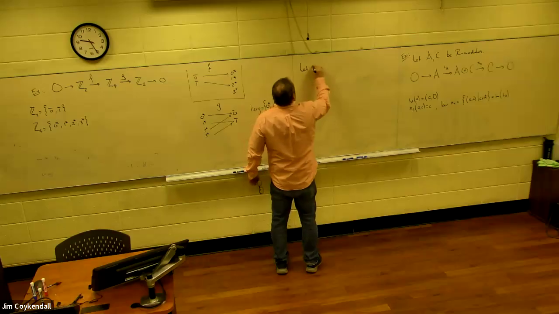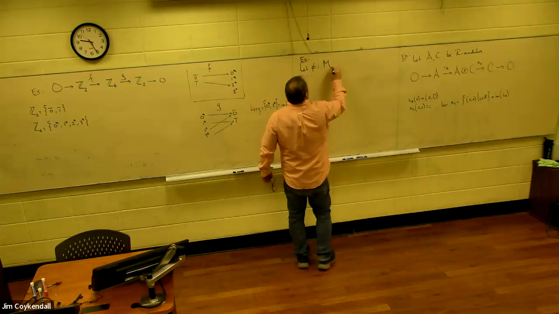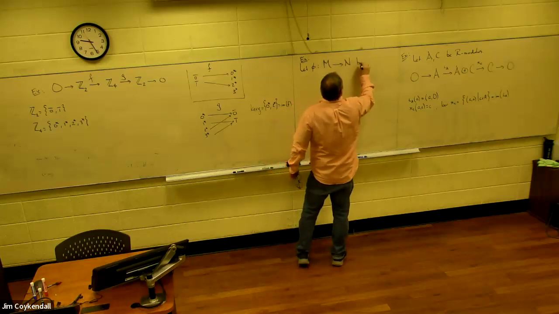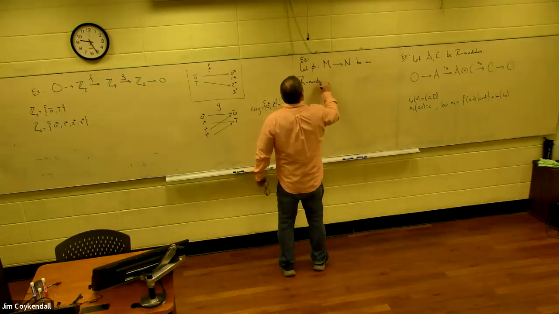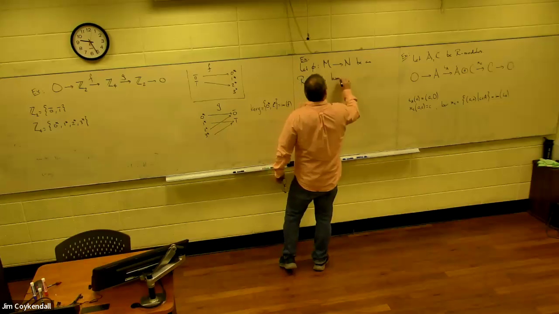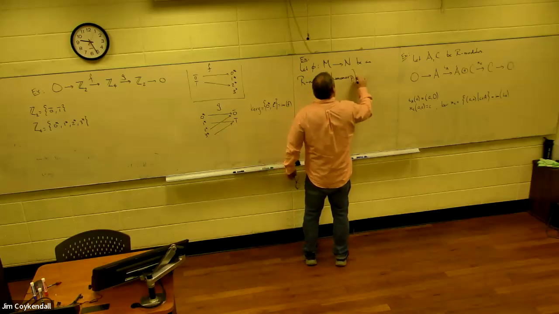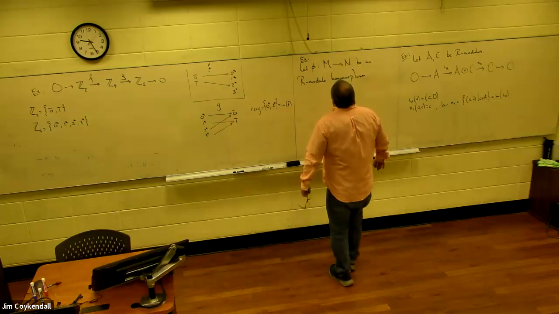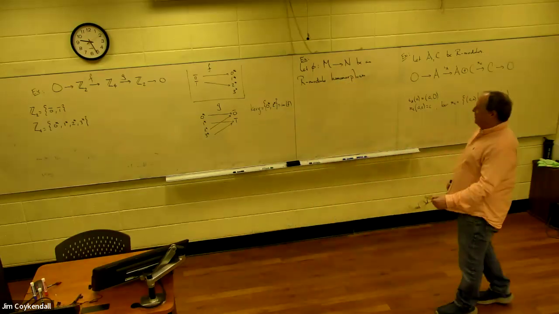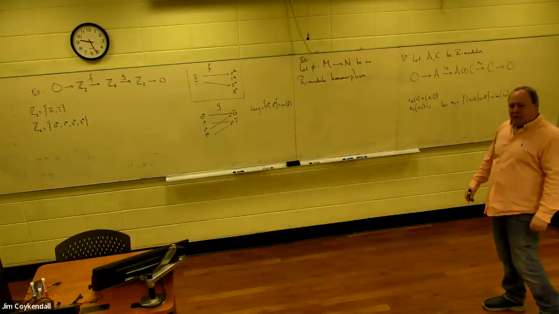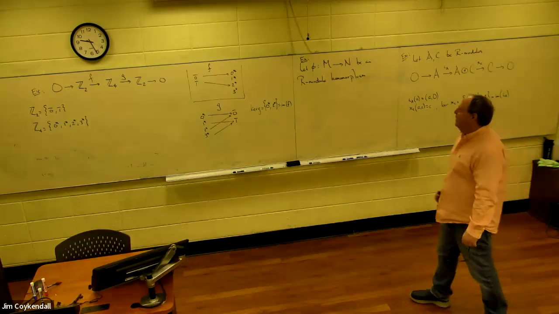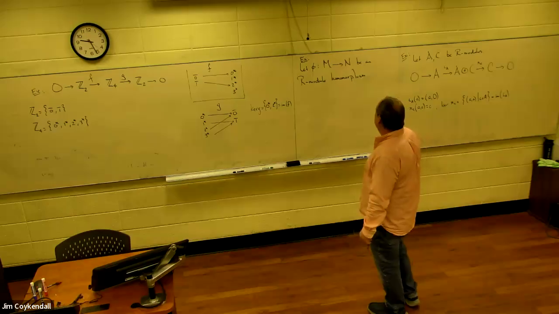So here's another example. Let phi from M to N be an R-module homomorphism. Okay, suppose that I've just got any R-module homomorphism that I want. I can sort of encode this information into a short exact sequence.